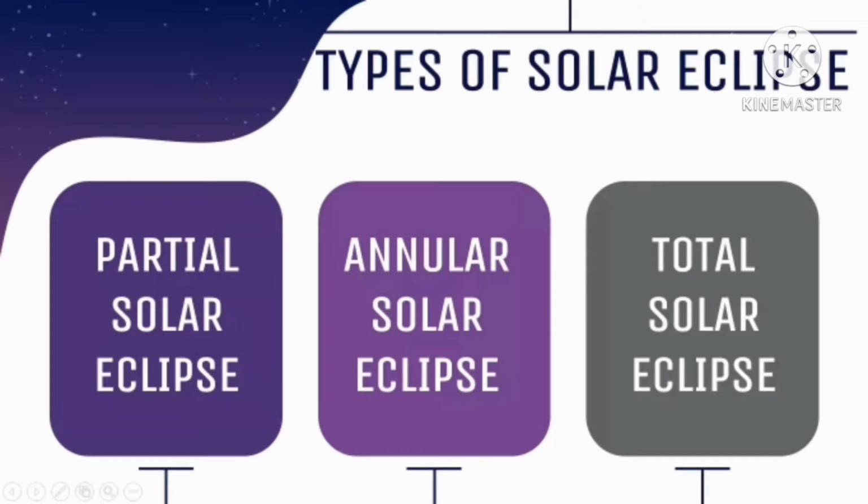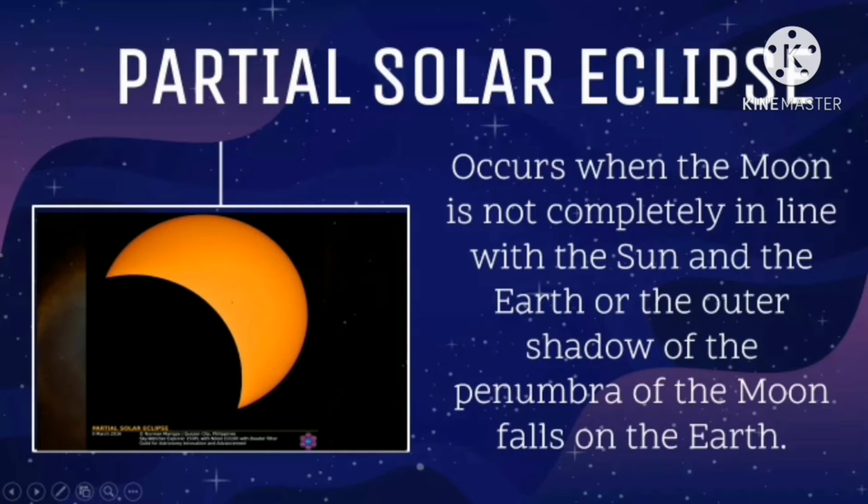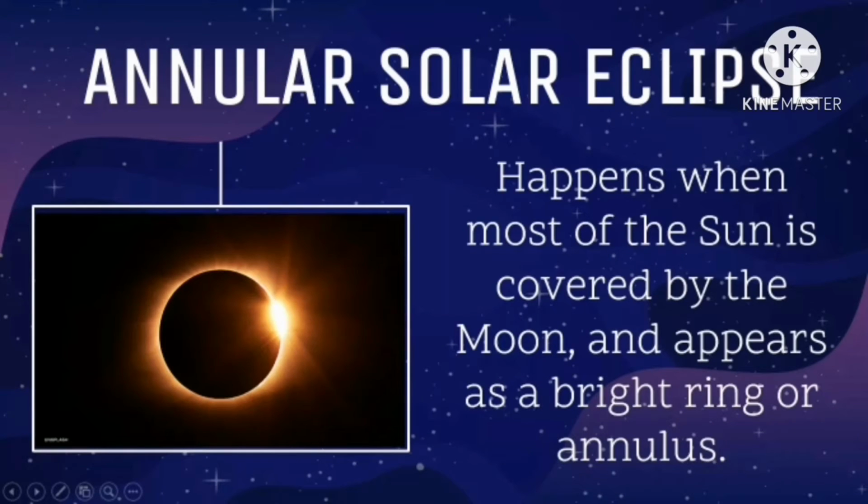The types of solar eclipse are partial solar eclipse, annular solar eclipse, and total solar eclipse. First is the partial solar eclipse. It occurs when the moon is not completely in line with the sun and the earth, or the outer shadow or the penumbra of the moon falls on the earth. In our example, it is taken on March 9, 2016 at Quezon City, Philippines. Only a portion of the sun is blocked by the moon, and it occurs when the observer is within the penumbra.